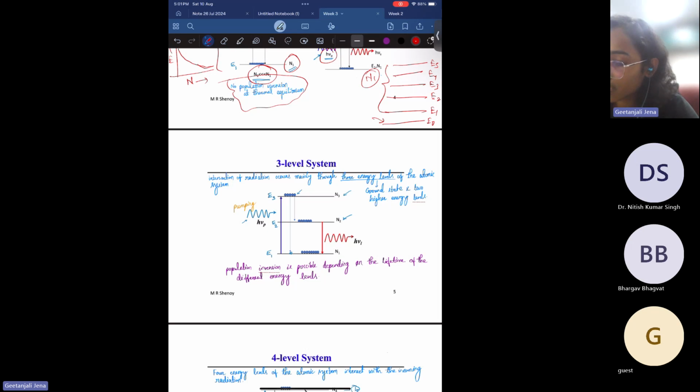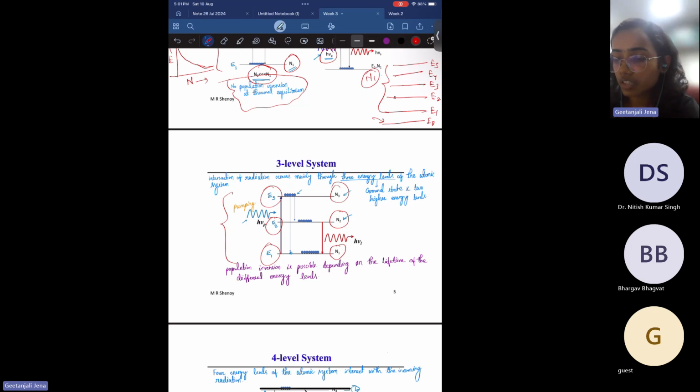So if you see this figure here, E1 is the energy of the ground state, E2 is the energy of the next excited state, and E3 is the energy of the next higher energy state. So if you consider the atomic population of the ground state as N1, the next state as N2, and the next state as N3, and now we'll have a pumping in the system.